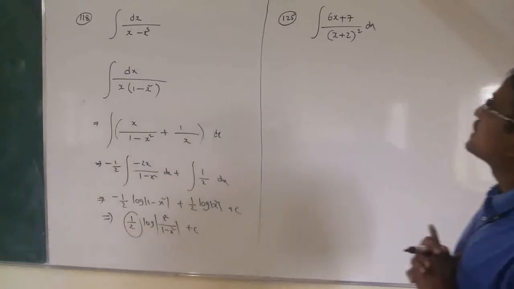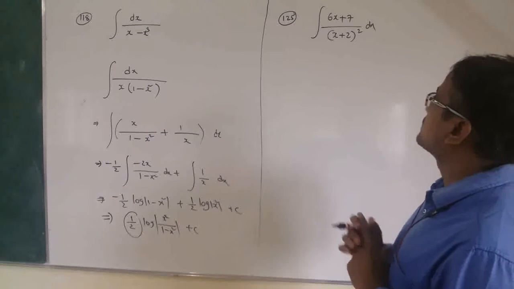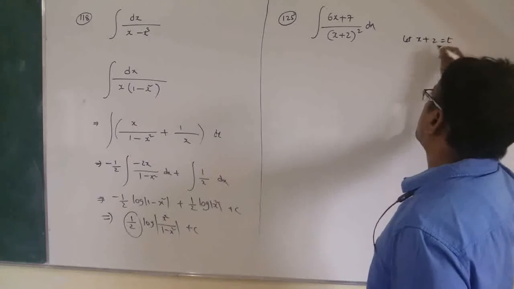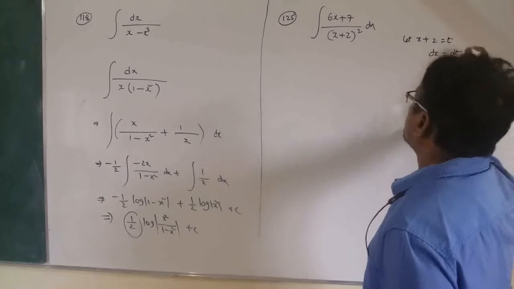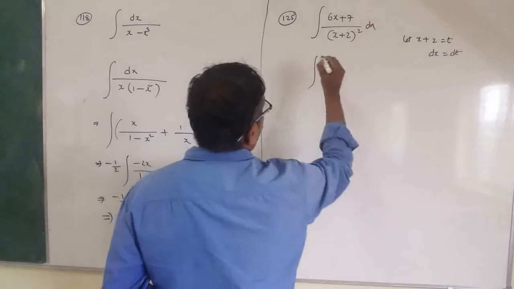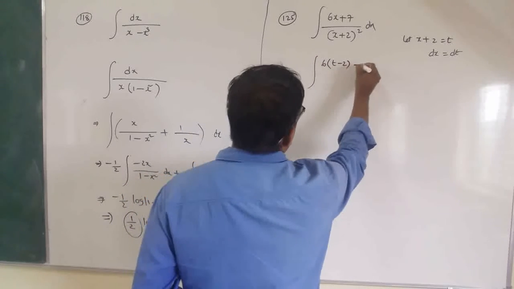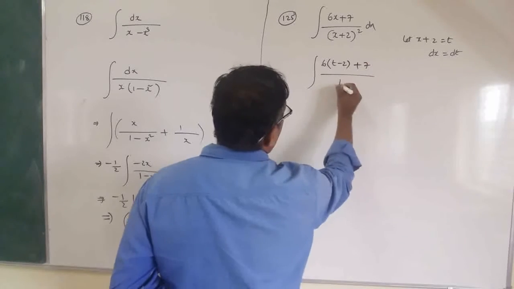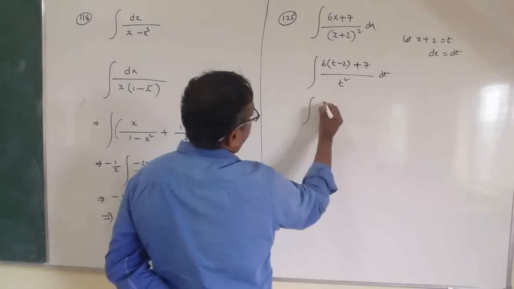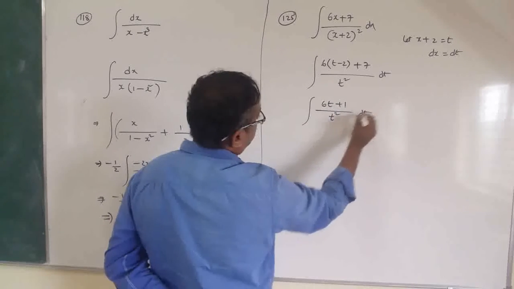Next problem, integral 6x plus 7 by x plus 2 whole square. Now here let x plus 2 is equal to t, so that dx is equal to dt. So integral 6 into what is x? X is here t minus 2 plus 7 by t square dt. So integral 6t plus 1 by t square dt.